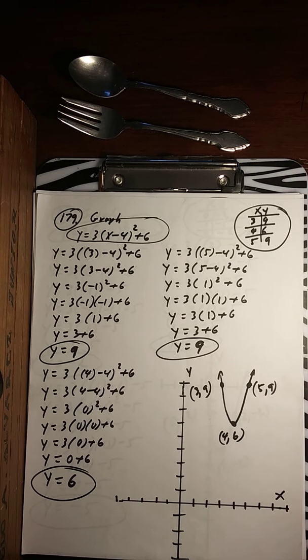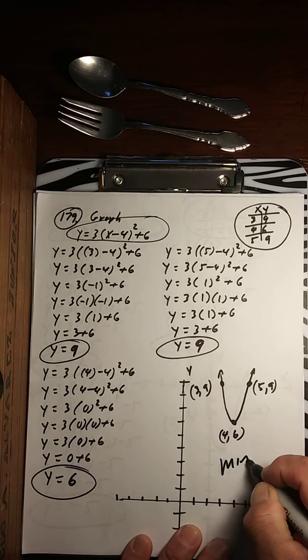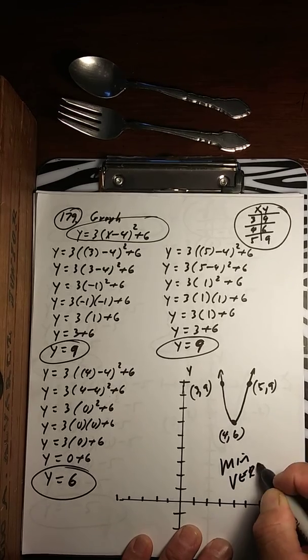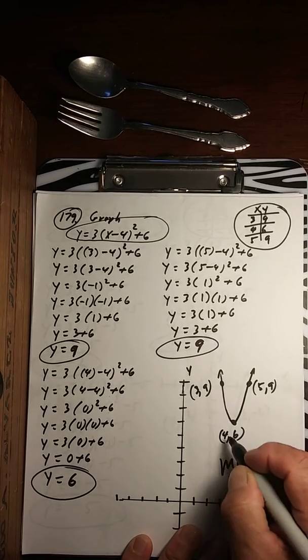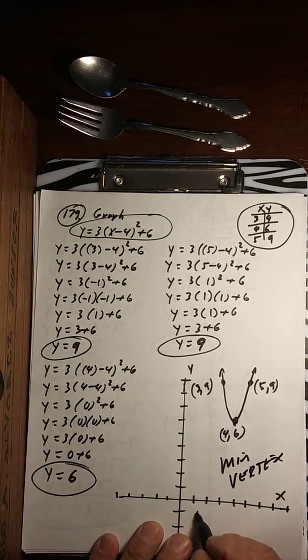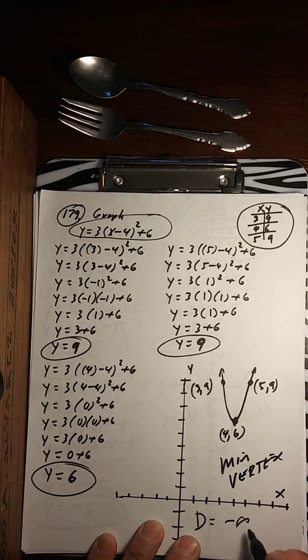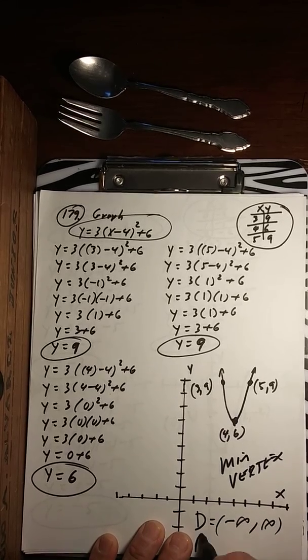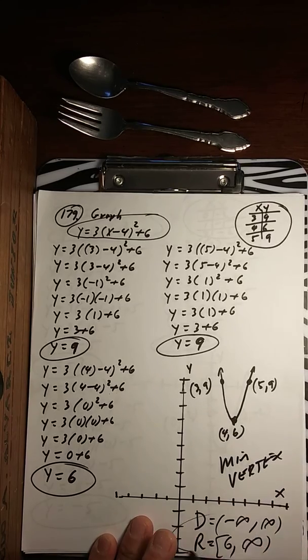And again, we have a min. And we have a vertex. And there it is right there. So now, domain and range, let me give you that. Domain is negative infinity to infinity. And the range is from 6 to infinity, like that. Okay?